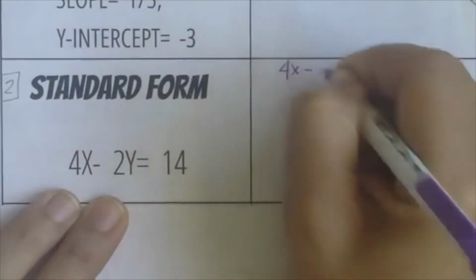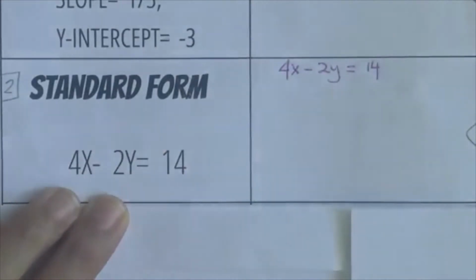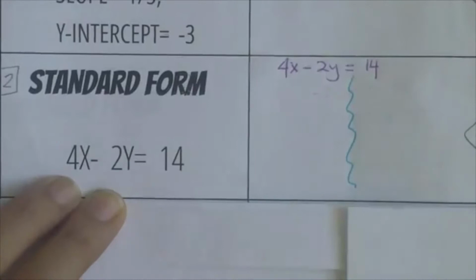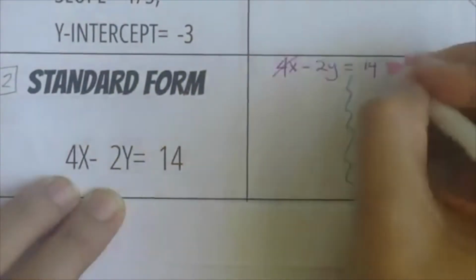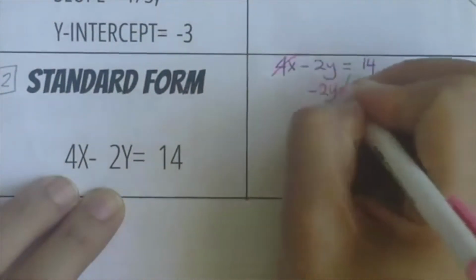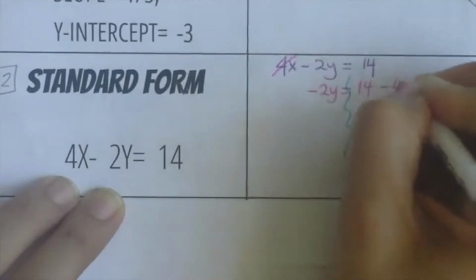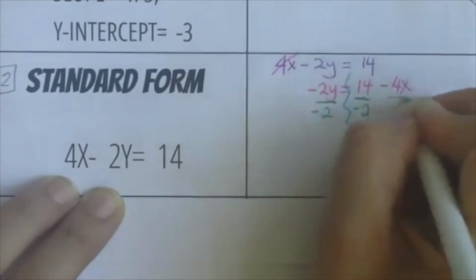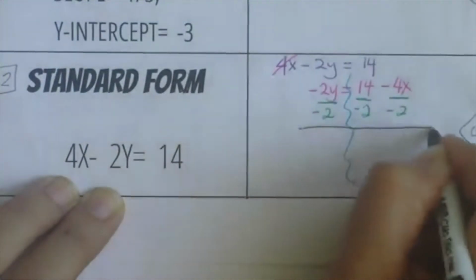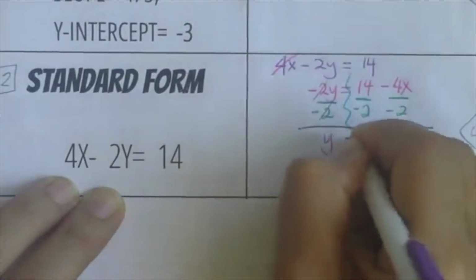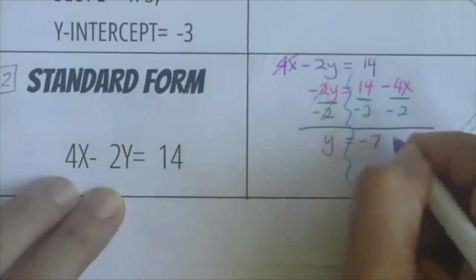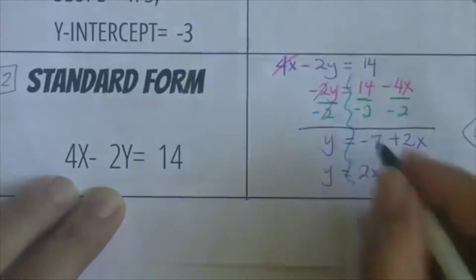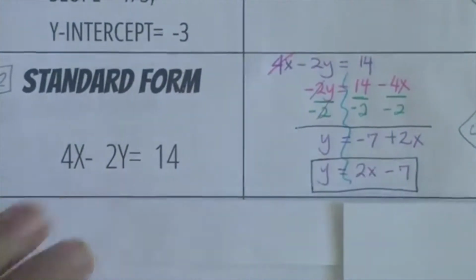So standard form, so you write 4x minus 2y equals 14. Draw my river. You're getting y by itself on one side, so we're going to take that 4x to the other side. When you take that 4x to the other side, it's going to become minus 4x. So -2y equals 14 minus 4x. Alright, then I'm going to go ahead and divide every single thing by -2 to get y by itself. So the -2's cancel out. I'm going to get y equals 14 divided by -2 is -7, and then -4 divided by -2 is positive 2x. Rewrite it with x on the left hand side, y equals 2x minus 7.